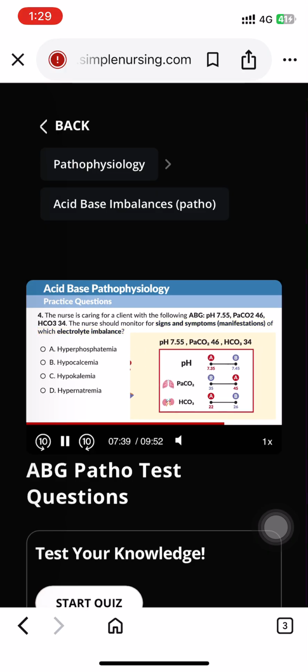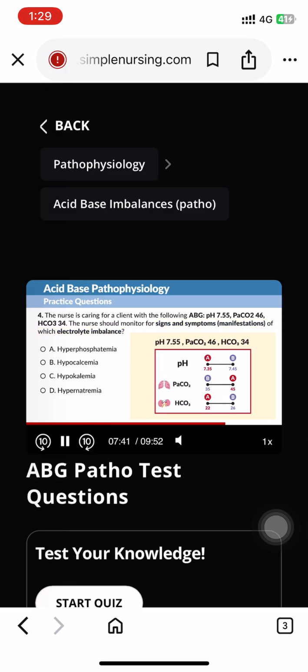Okay, so using our marching band suit method. Step number 1 is pH. Remember, it is P for primary, so it comes first. pH is 7.55. So we have a base, basically alkalosis. Now step 2 is to find the match underneath. So PaCO2 is 46 in the acid area, so it's not a base match here.